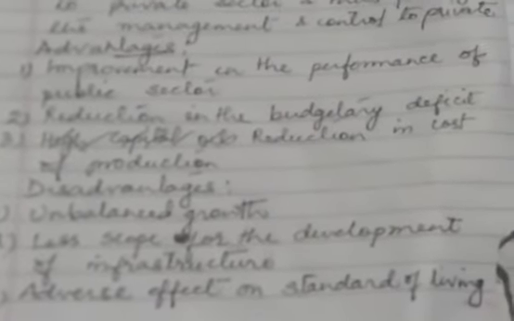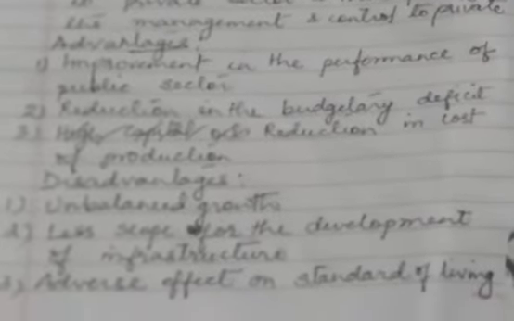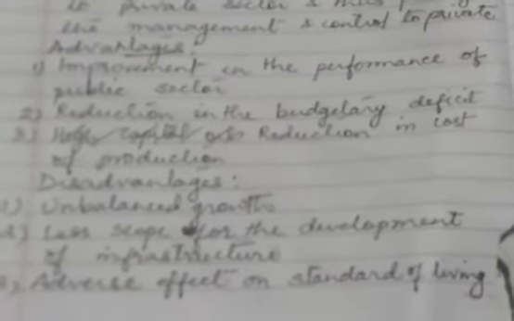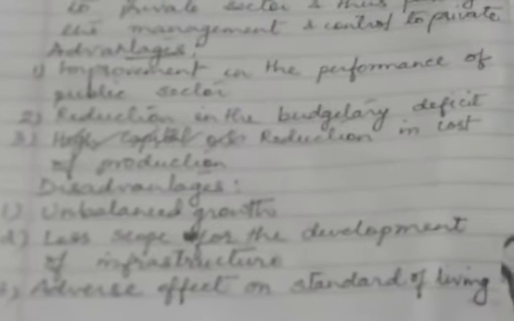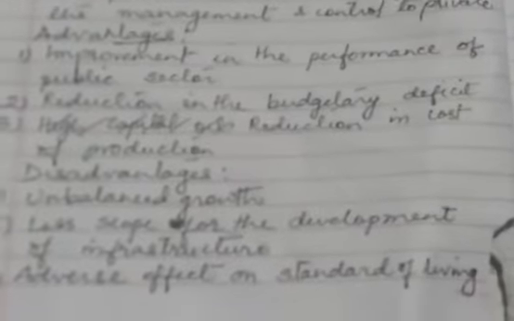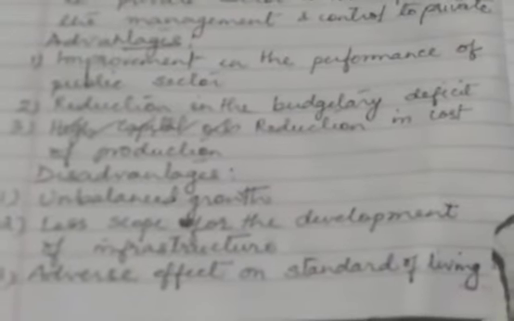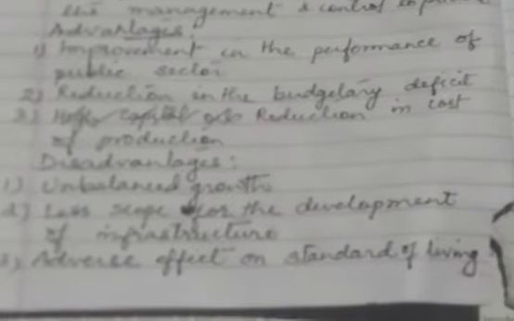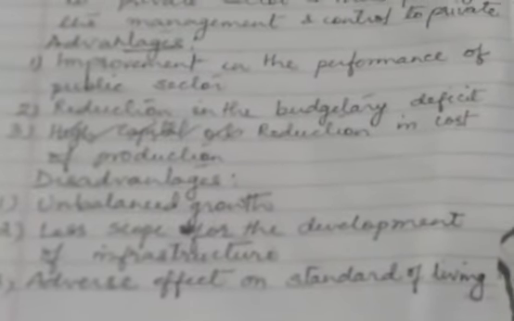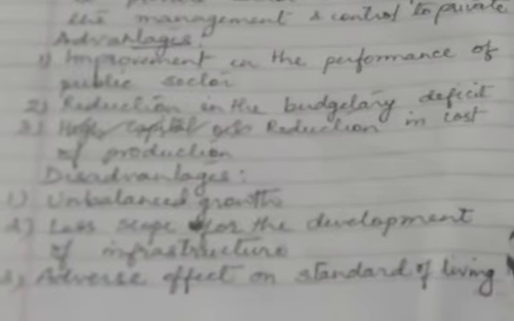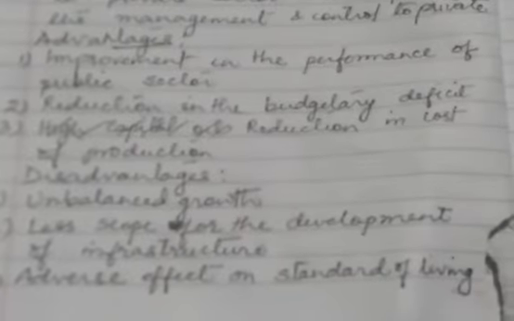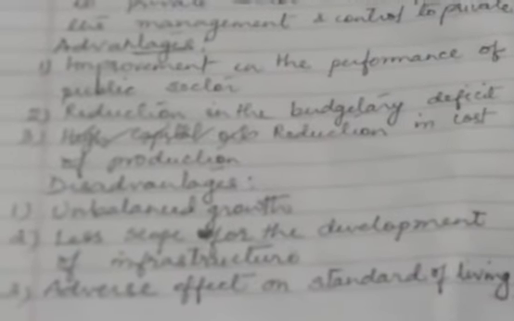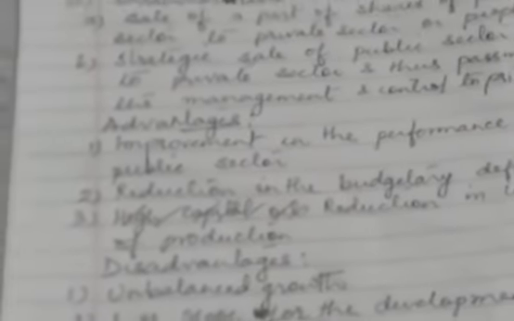Less development for the infrastructure. That means there was less scope because infrastructure was usually developed by the public sector, and when more importance, more ownership was under the private sector, so there was a less scope of development of infrastructure. And this affected the standard of living as well. As the rich became more richer and the poor started losing their standard of living, they were becoming more and more poor day by day. So these were the advantages and disadvantages of privatization.